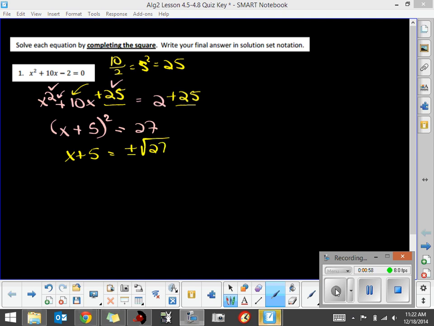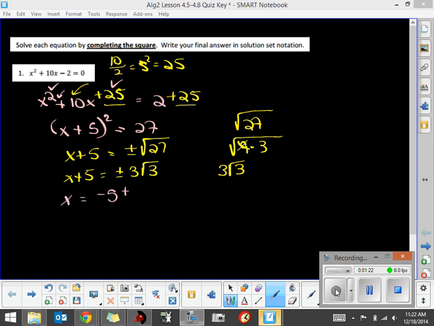Square root of 27. I'm going to go over here and do a little work on 27. Square root of 27 is the same thing as square root of 9 times 3. But the square root of 9 can be more simply written as 3, so it's 3 square root of 3. So we have x plus 5 equals plus or minus 3 times the square root of 3. Last thing we have to do to find our values for x is subtract your 5 from both sides, plus or minus a 3 square root of 3.